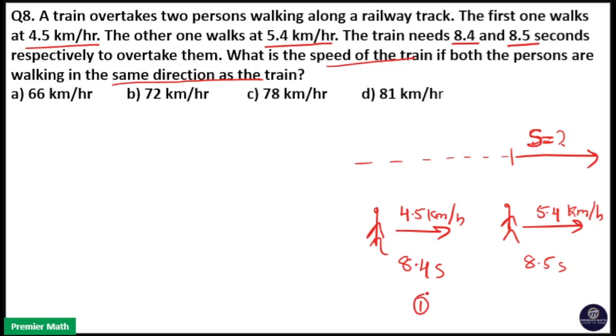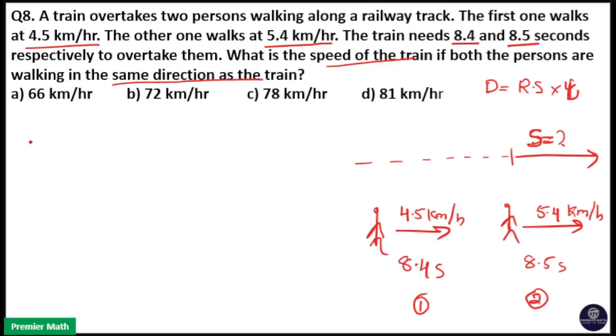This is the first case and this is the second case. I will equalize the distance in both the cases, because the distance covered while overtaking the first person and the distance covered while overtaking the second person are both the same. So distance is the same in both the cases. Here distance is equal to relative speed into time. Here all three objects are moving in the same direction.